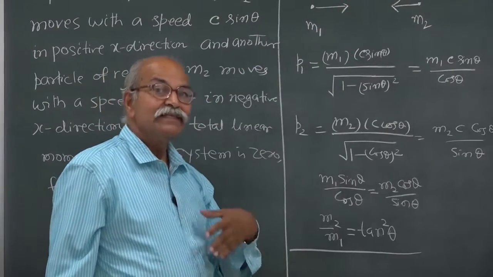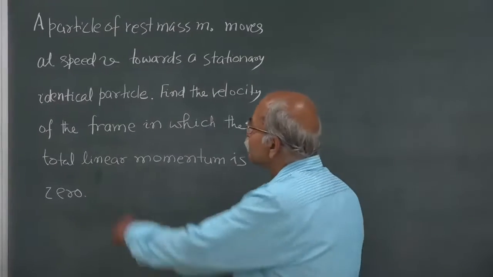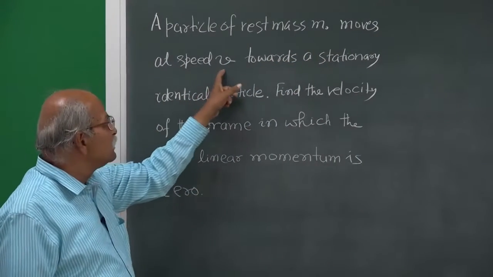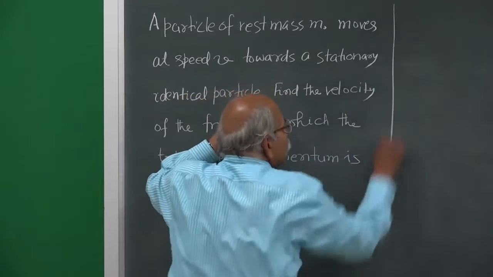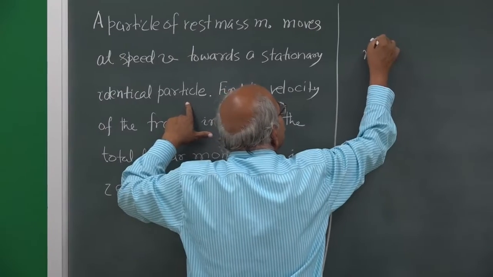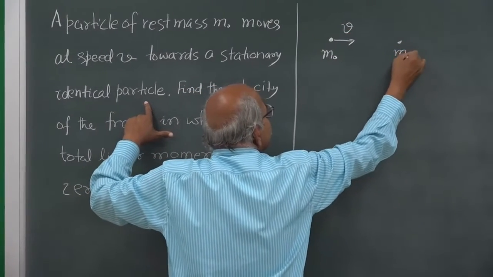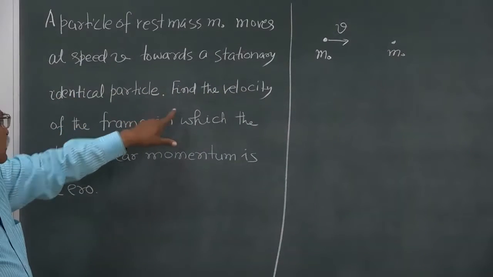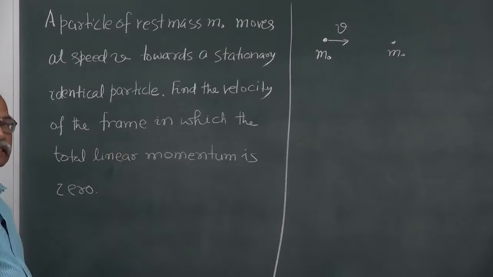So, let us go for the second question. It says that a particle of rest mass m0 moves at a speed v towards a stationary identical particle. So, you have a particle of rest mass m0 which moves with a speed v towards a stationary identical particle. So, the rest masses are same, but it is stationary, it is at rest. Find the velocity of the frame in which the total linear momentum is 0.